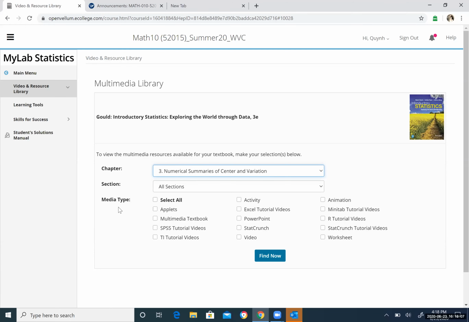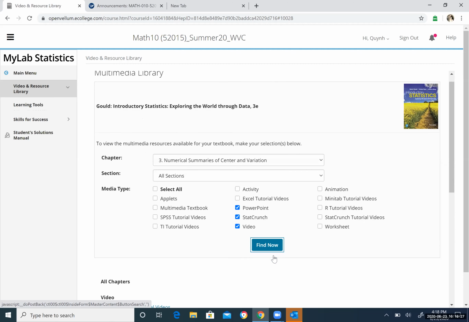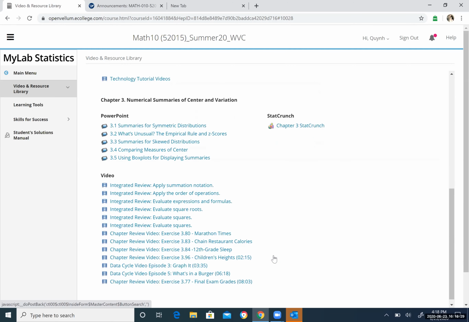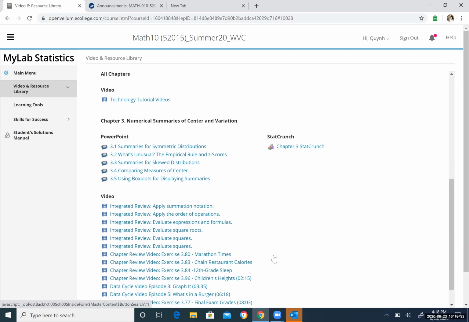And then for the media type, we have a lot. However, my purpose is to focus on reading PowerPoint and watching video, or maybe StatCrunch. I click those and then I click Find Now. After I click Find Now, you will see the bottom right here. I have, for video, the technology tutorial videos. So here you can watch how they run StatCrunch for chapter 3 or more.